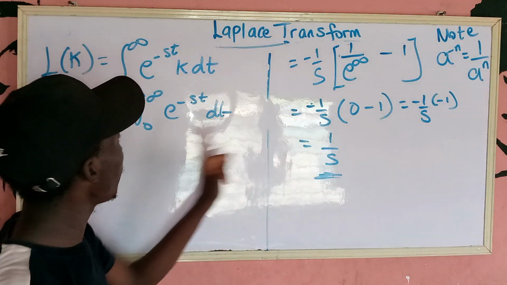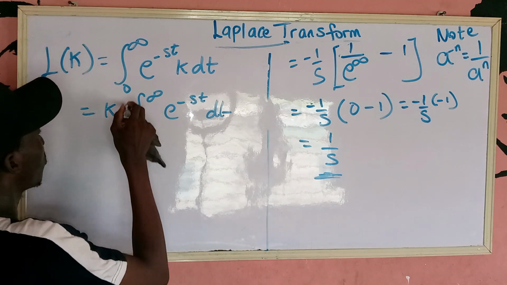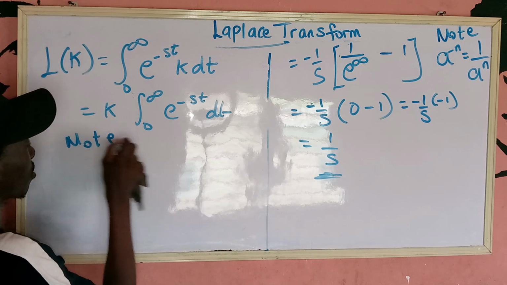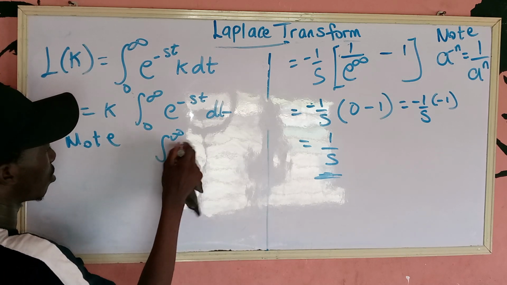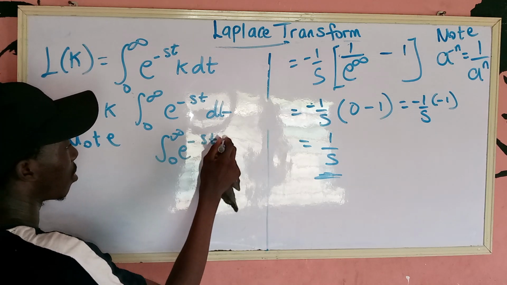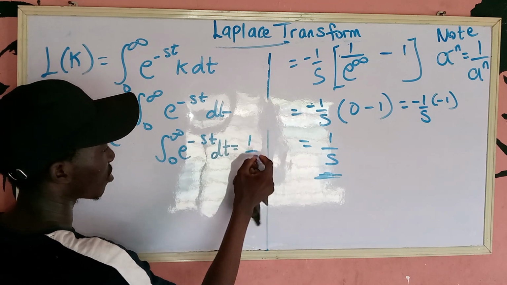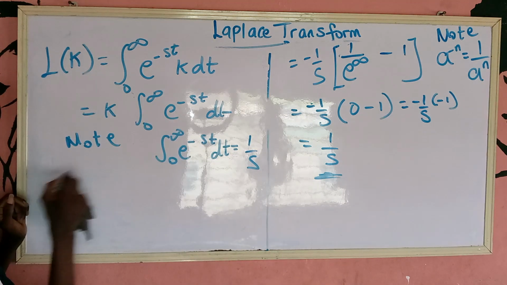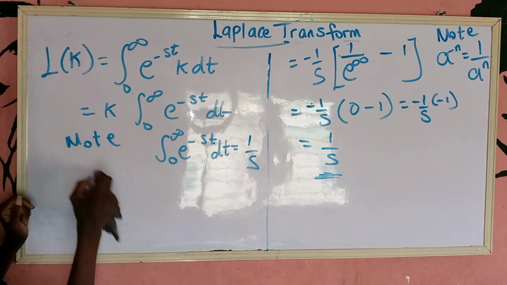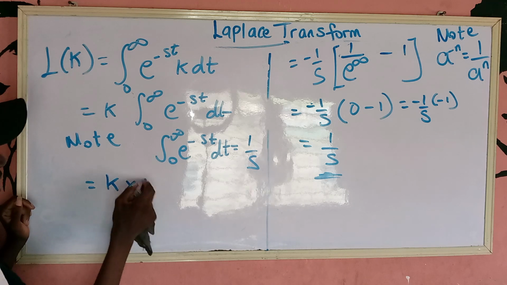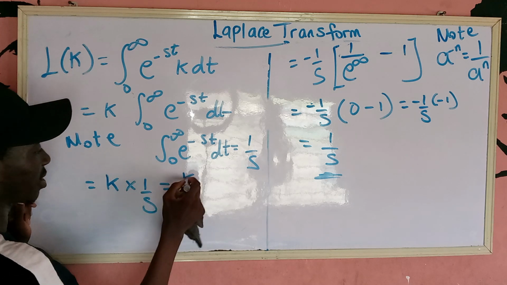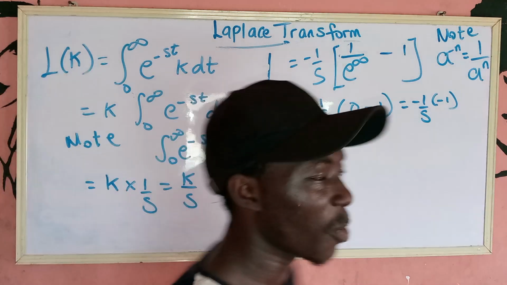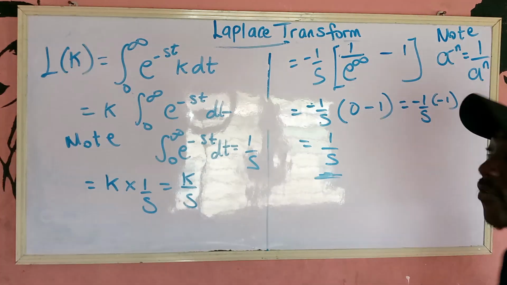But we found the value of this. Note, the value of this is equal to 1 over s, which we found here. That means the whole of this will be k times 1 over s, and that is k over s. So that will be the Laplace transform of a what? Of a constant.